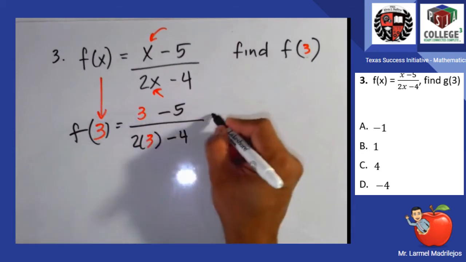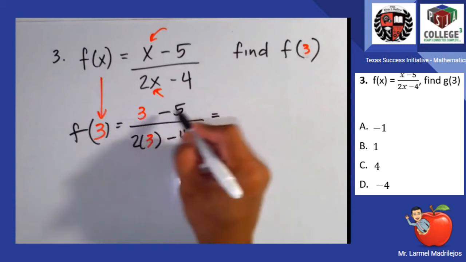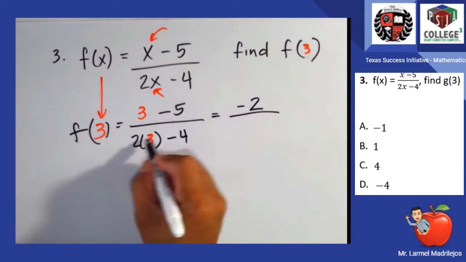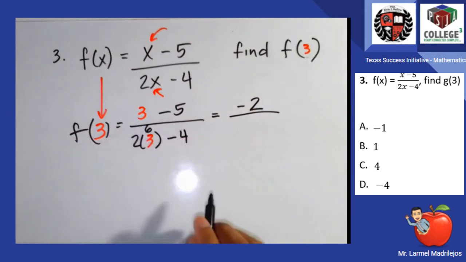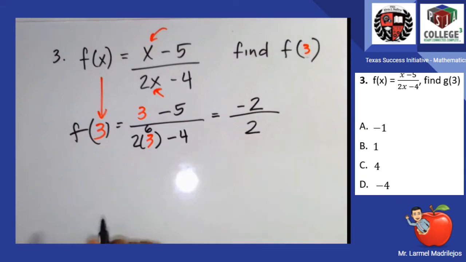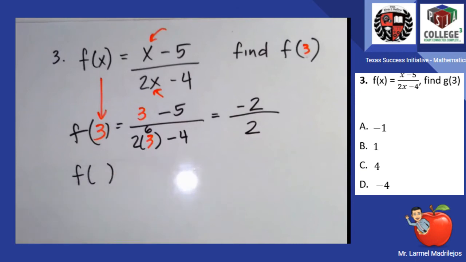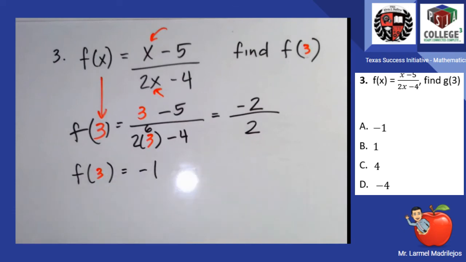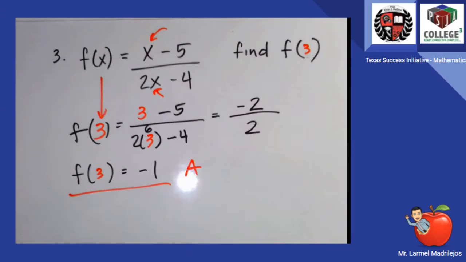So let's solve this. So 3 minus 5 is negative 2. 2 times 3, that's 6. 6 minus 4, it's 2. So f of 3 is equal to negative 2 divided by 2 is negative 1. The answer is letter A.